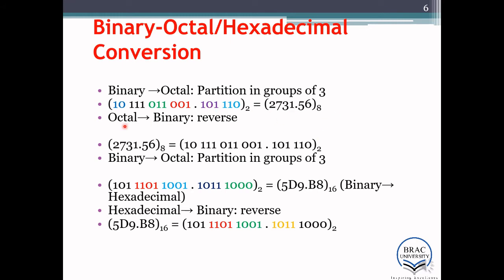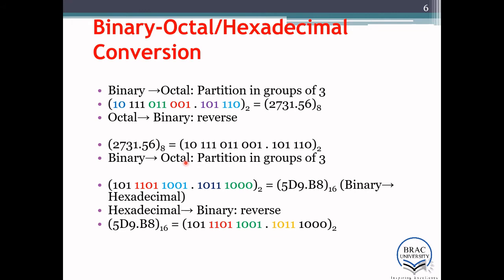For converting octal to binary, you need to do the reverse calculation of what you have done. Just look at the next one. You are given the octal value 2731.56. You need to convert it into binary. So what you can do is write the equivalent binary number, but you need to write it in groups of 3 bits.